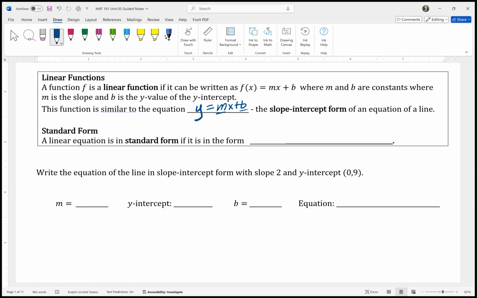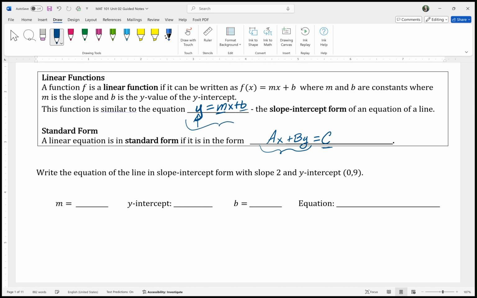Let's then talk about the standard form. Sometimes we see a linear equation in standard form. The standard form is ax plus by equals c. So the major difference here is that in the standard form, we have our x and y terms on the left-hand side and just our constant on the right-hand side, whereas our slope-intercept form is always solved for y. So we have y equals whatever.